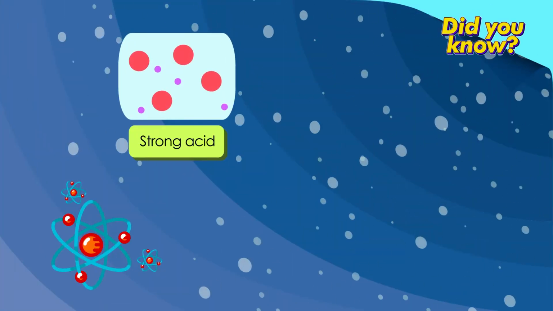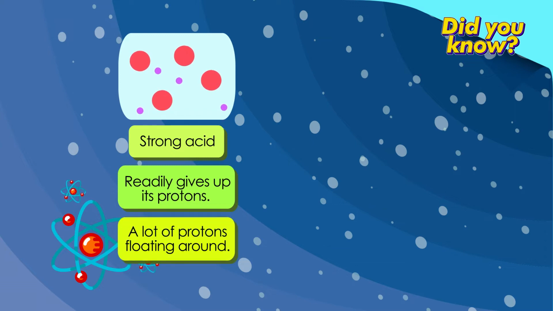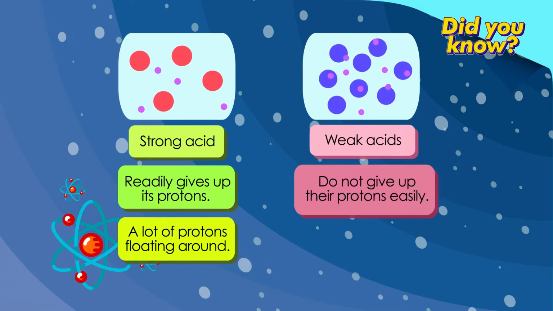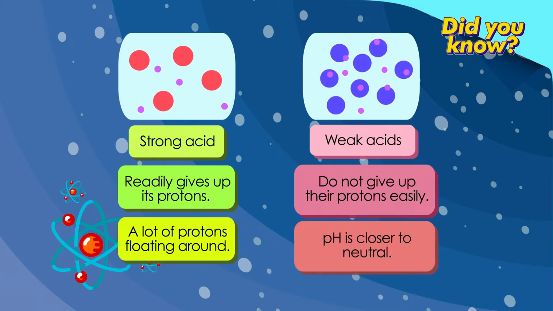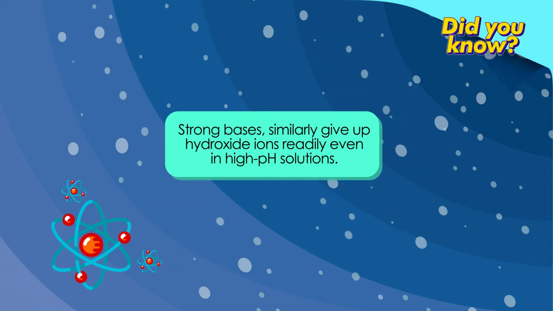A strong acid is one that readily gives up its protons, and does so even when the ambient pH is low, which means there are already a lot of protons floating around. Weak acids do not give up their protons so easily, becoming dissociated to a meaningful extent only when pH is closer to neutral. Strong bases, similarly, give up hydroxide ions readily even in high pH solutions.